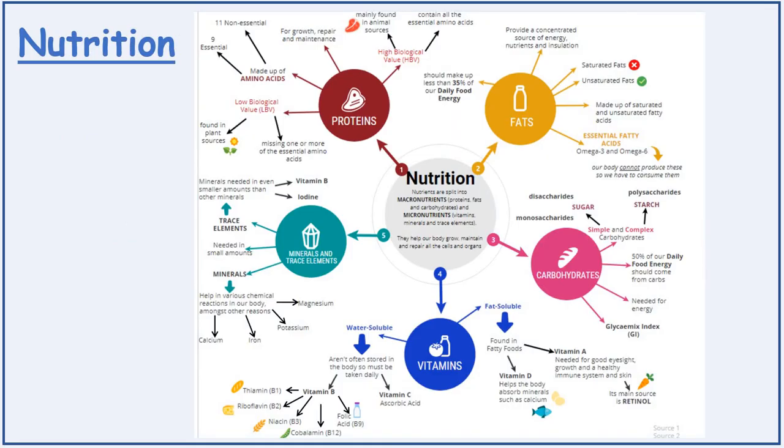Now looking at nutrition, the main food groups are fats, carbohydrates, vitamins, minerals and trace elements, and proteins. So proteins are for growth and repair, obviously made up of amino acids. You've got many found in meat and other sources like sunflower seeds, nuts, etc.